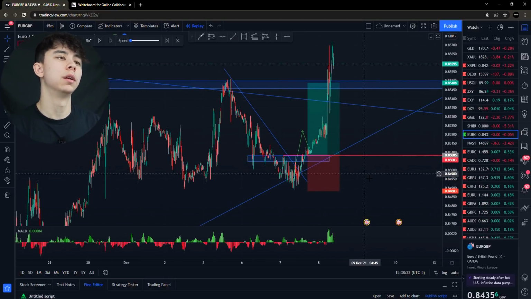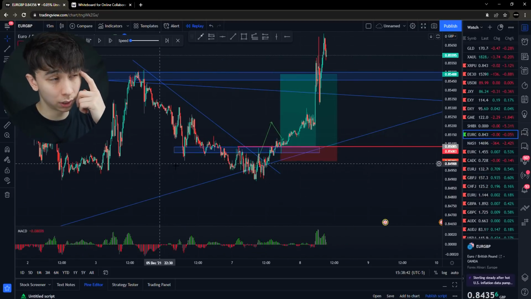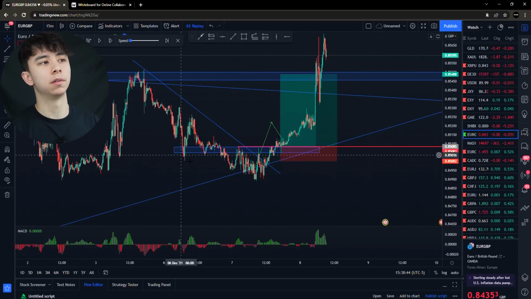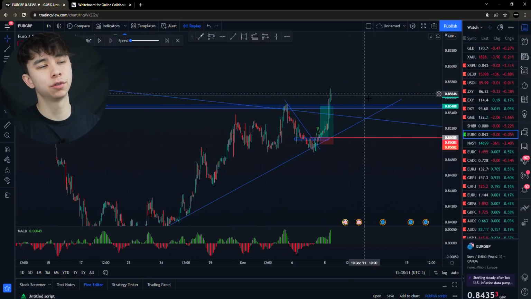Now the way I trade is obviously over time, trading the same strategy, you start to work out the best ways to do things. And that's why now I've learned to use smaller stop losses, and I know exactly where to set them based on market structure. That is a really simple continuation trade, right?